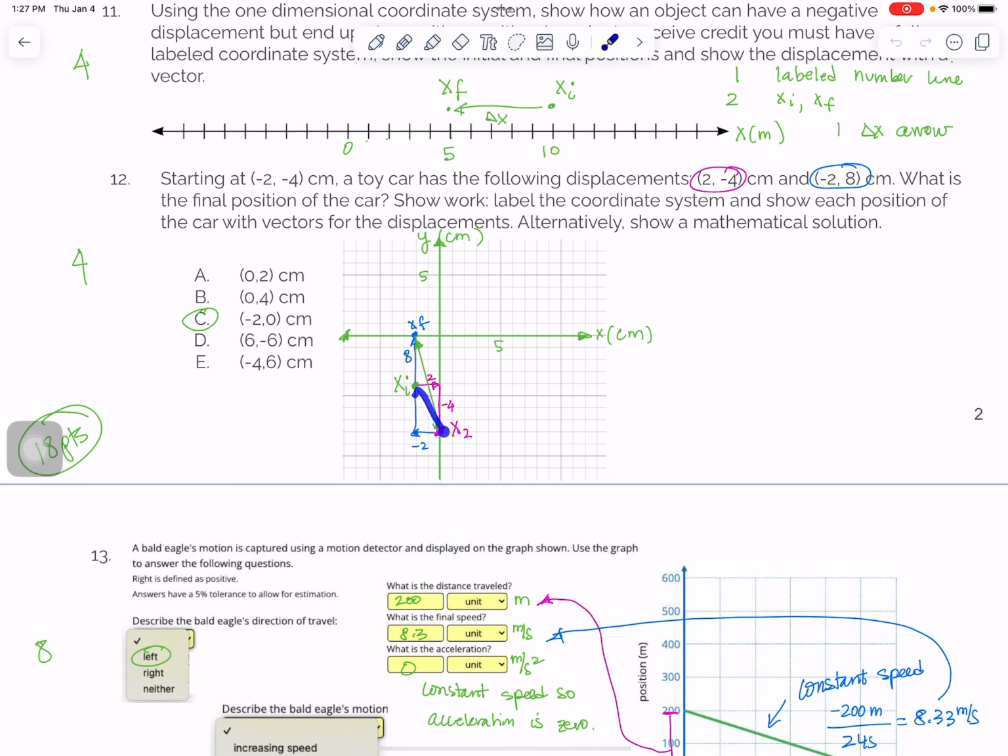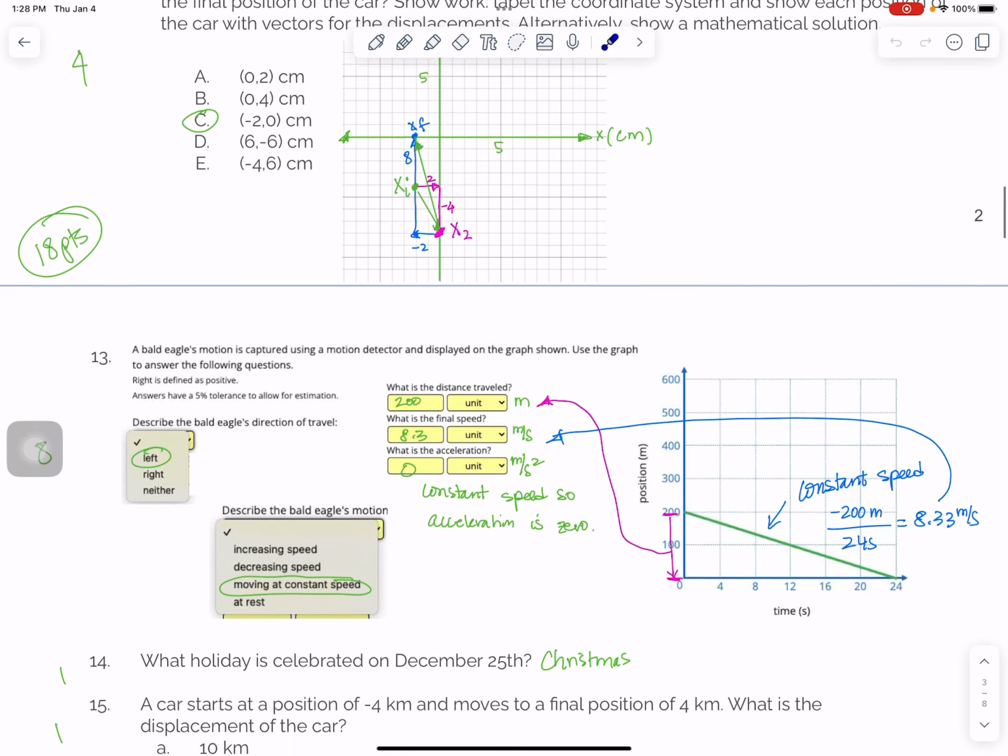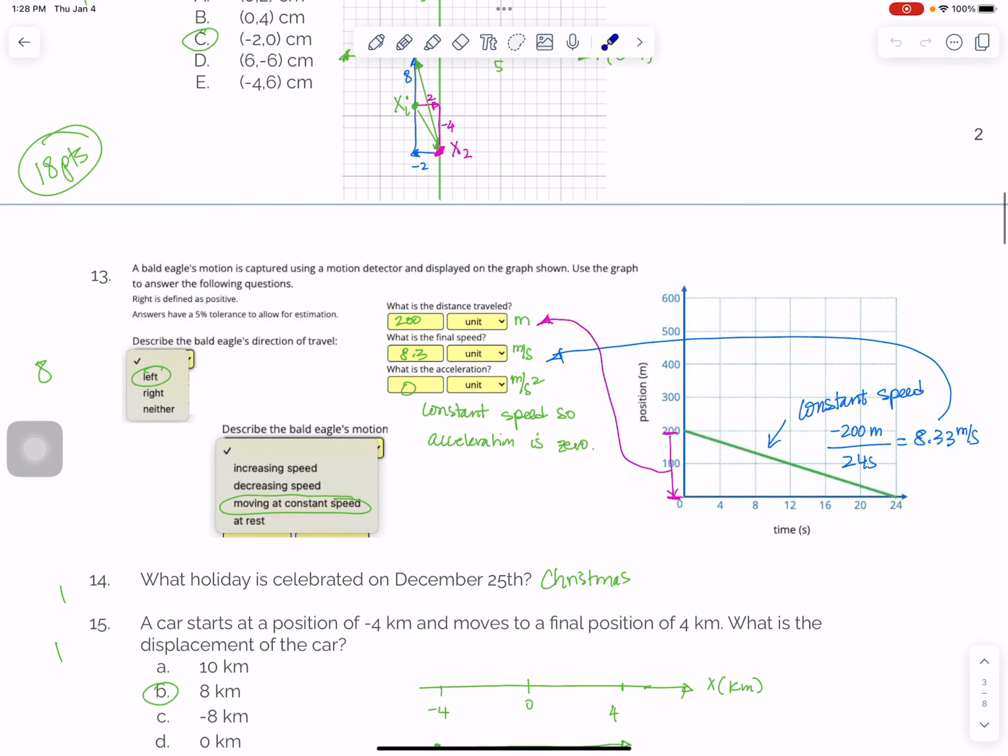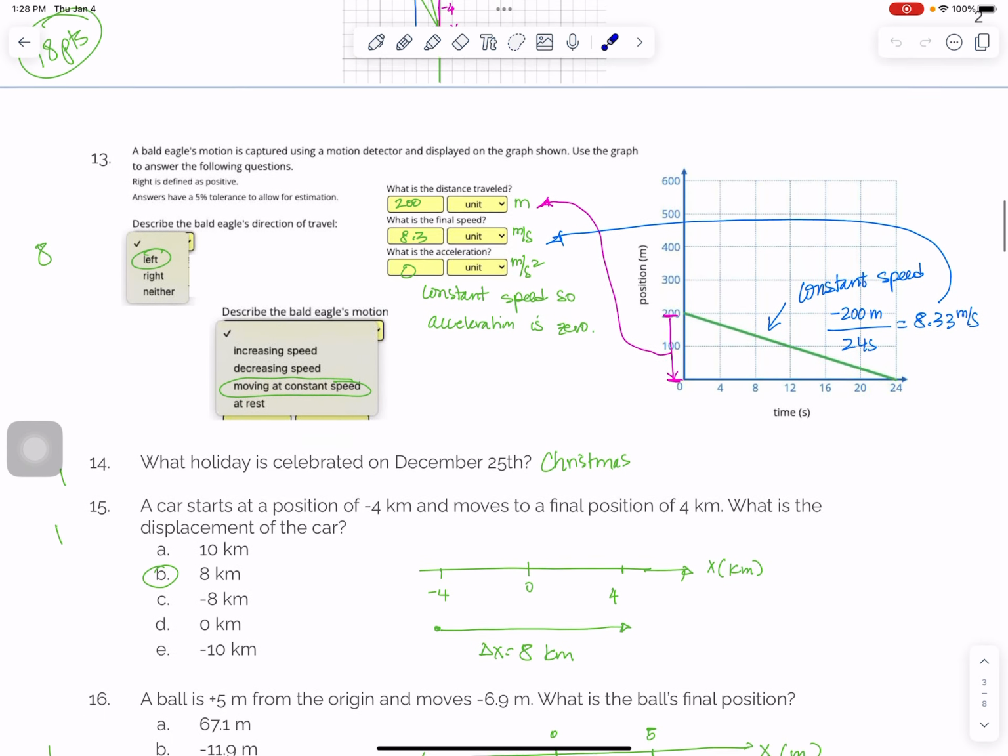Also, I directed you to put in the arrows. So that was worth 4 points, 1 for each position, and the arrows. And this page was worth a total of 18 points.